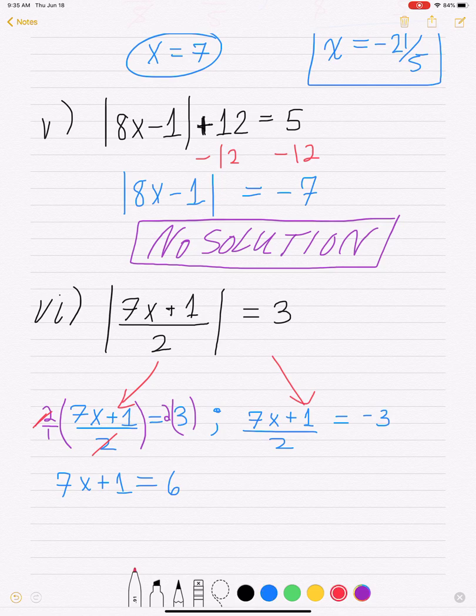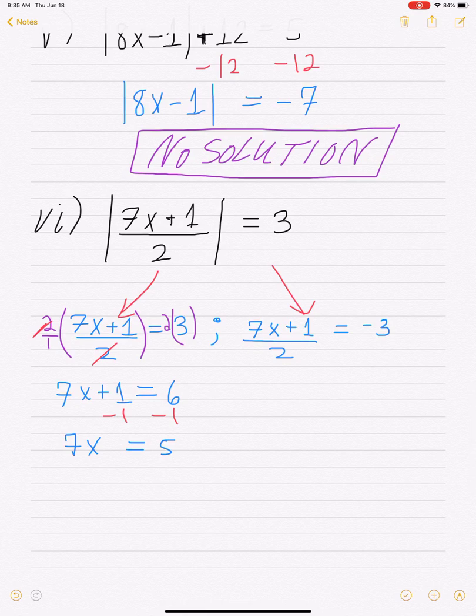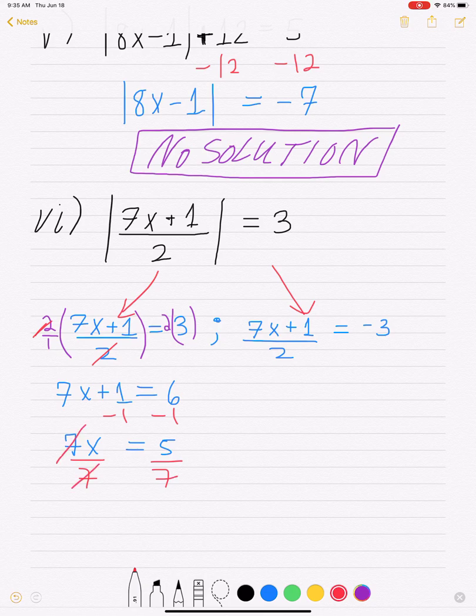And from there, we're going to get rid of the plus 1 by subtracting 1 from both sides, and we're going to get 7x equals 6 minus 1 is 5. And then we're going to divide both sides by 7 to get the x by itself. So you're going to get x equals 5/7. Okay, so that's one solution.